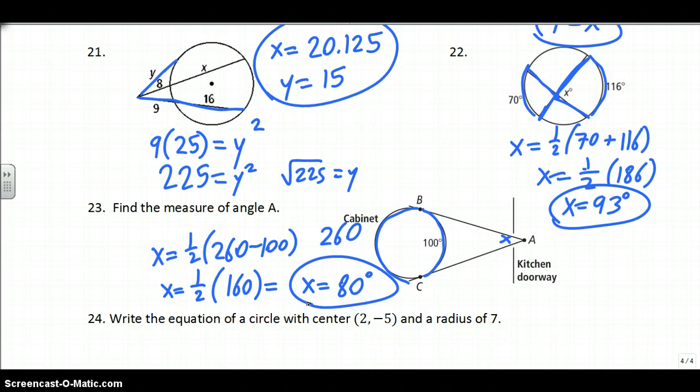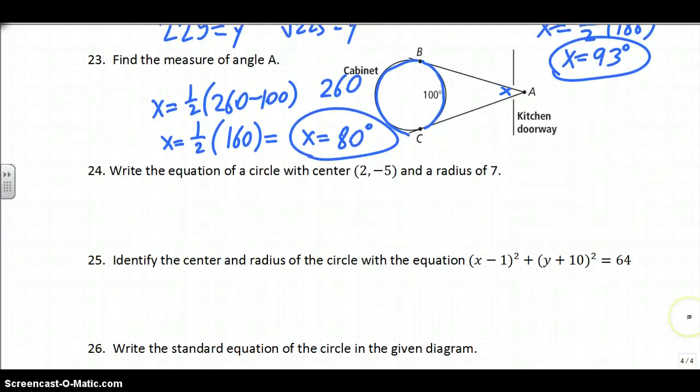Again, these aren't really complex calculations. They just take a little bit of setup, and then it's really algebra after that.